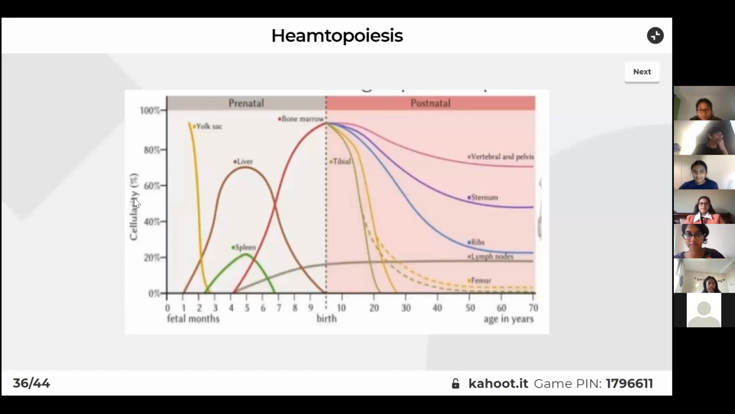So as you can see, postnatal, it does split into tibial, femur. Those are just your different bones, but it's all coming off your bone marrow. But prenatal, you can see that depending on where along the trimesters you are, it changes. So you start off with the yolk sac, and then eventually that stops at the end of the first trimester, and then other things sort of come in. But yeah, postnatal is all bone marrow. Next question.